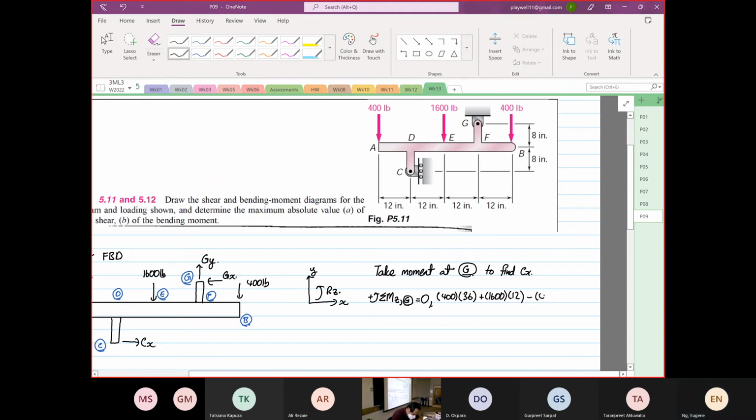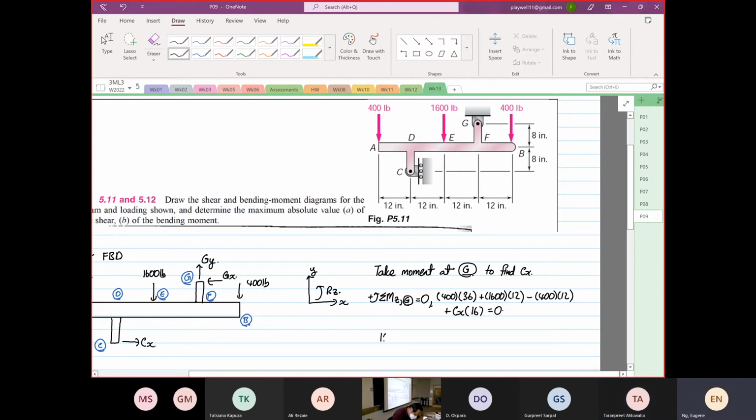Okay. And then we have Cx. Cx is going to go anti-clockwise, so I put plus Cx. The distance is 16. The whole thing will be equal to 0. Is this clear? This is okay, right?